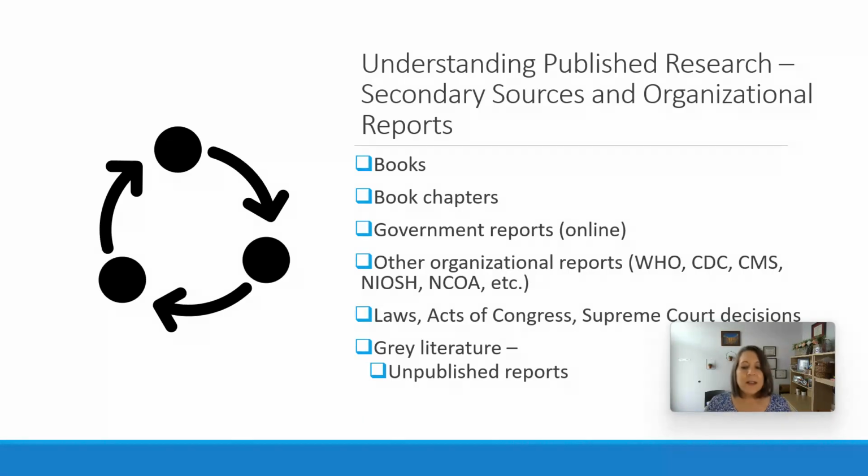Things like laws, acts of Congress, Supreme Court decisions are also considered secondary sources. And then you also have your gray literature, unpublished reports, which can include, of course, things like dissertations, things like self-published reports that people have.